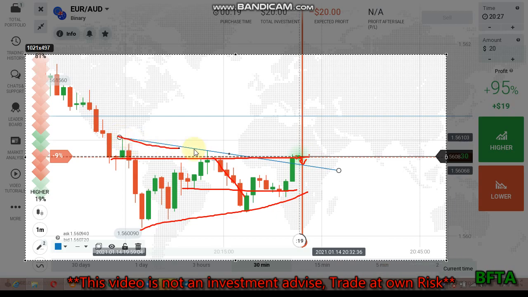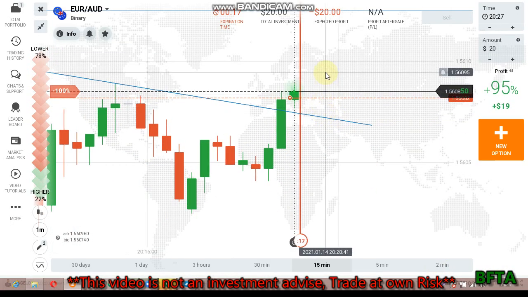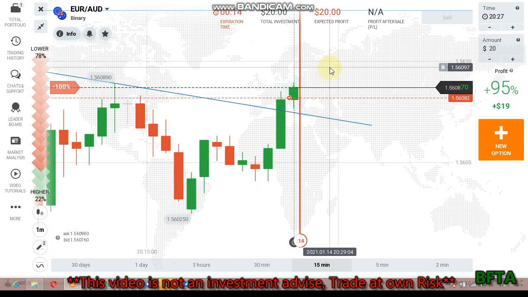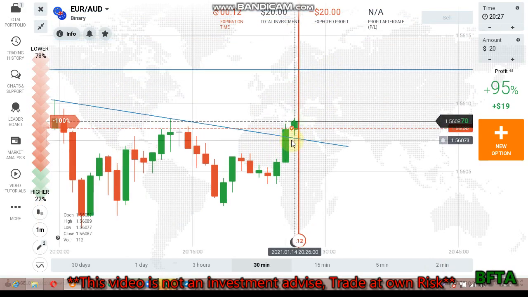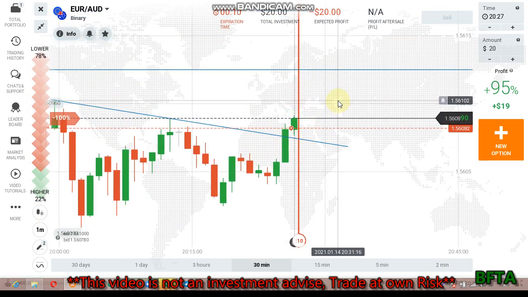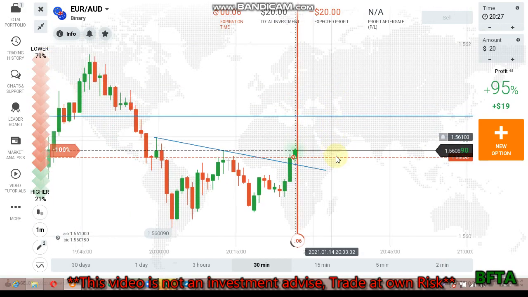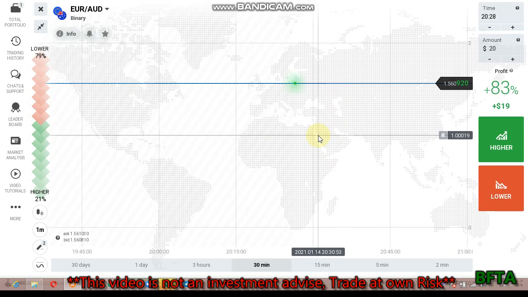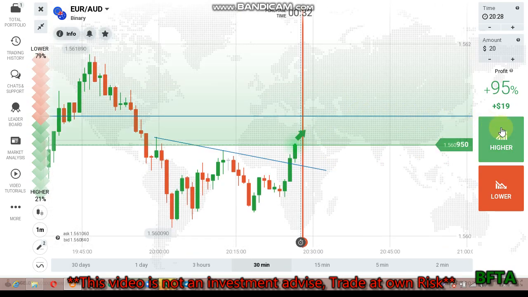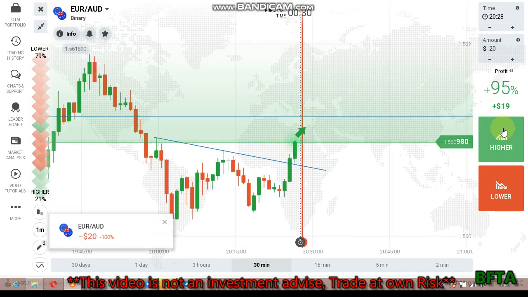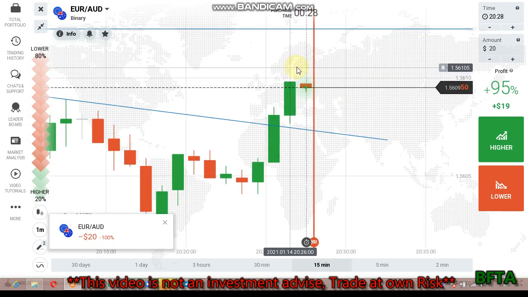It already crossed this line, but I'm expecting one bearish candle because of this trend line. Okay, it seems there's no bearish candle, so buyers will keep going up. I'm going to place a call option.